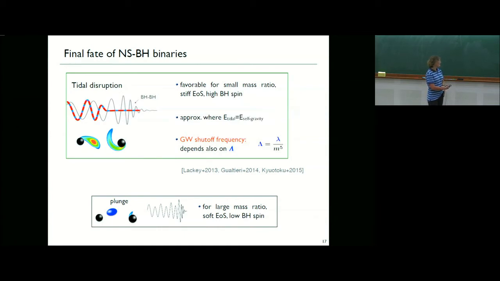Okay, and the other scenario that can happen is when the mass ratio is very large, for example, the neutron star will simply plunge into the black hole, and the waveform will look almost indistinguishable from a black hole. And the exciting prospect with tidal disruption is to look for an electromagnetic counterpart, because then there will be material, maybe some accretion disk, maybe a short gamma ray burst. So these are the more interesting scenarios.